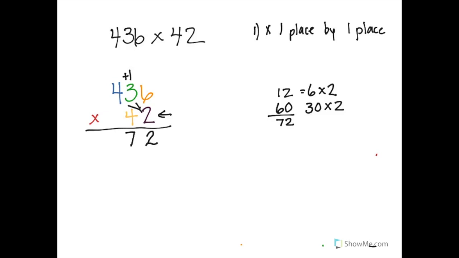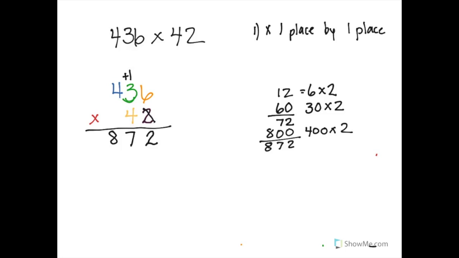Now I'm going to do 2 times 4, or really 400 times 2. Well, I have 400 times 2, which is 800. And I'm going to put that 8 in the hundreds place. So right now I have 872 on the first row.